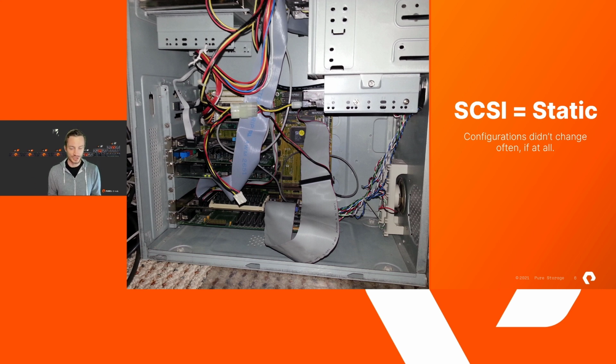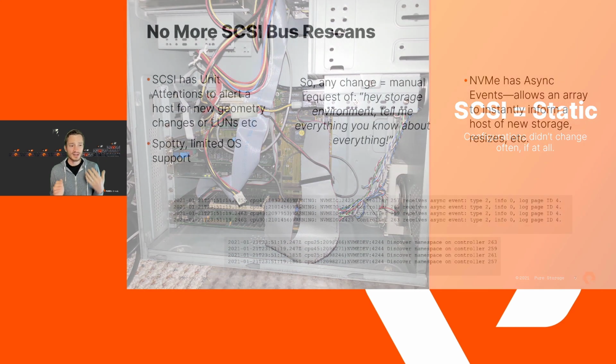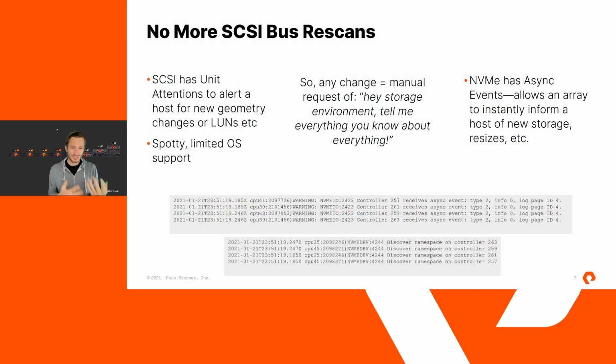They don't really change. The interactions around adding storage, increasing capacity, adding new volumes was not really a thing when SCSI was built. These things didn't change very often, and so it was added after the fact. And it was frankly not well supported. There are unit attentions where you can alert on this stuff, but a lot of OSs just simply don't understand how to use that or don't use it very well. And so you still have to do that SCSI bus rescan every time there's new storage.